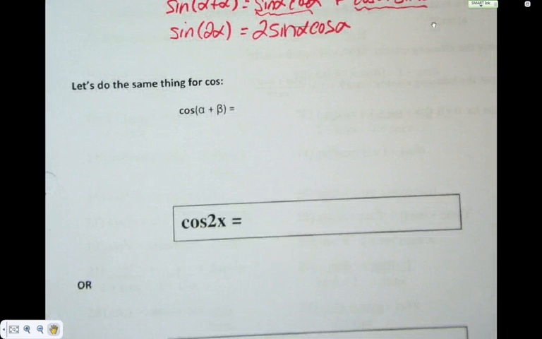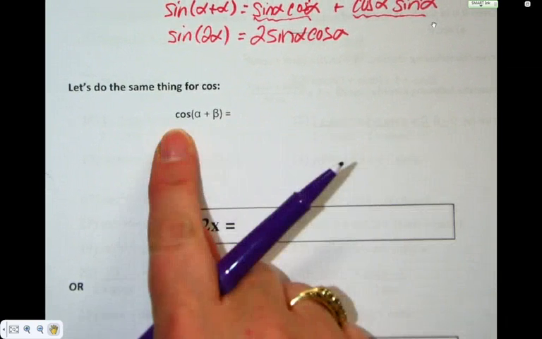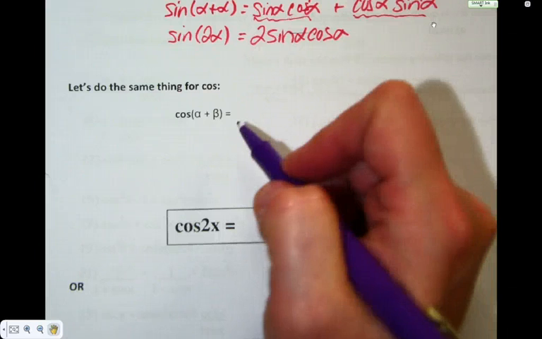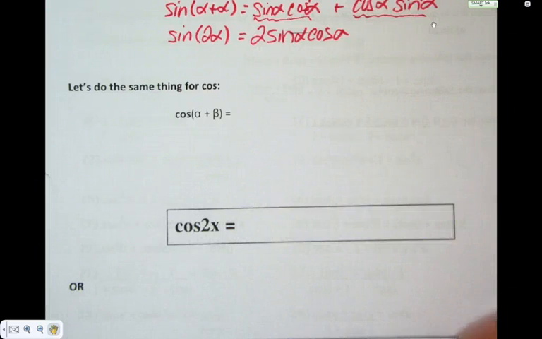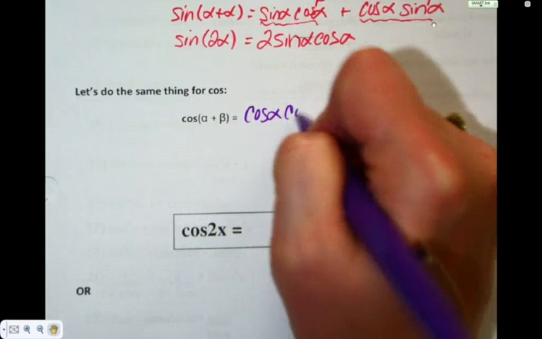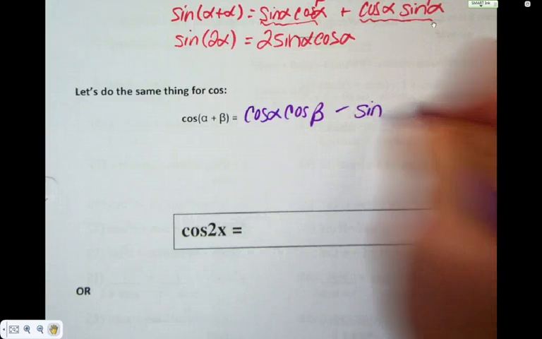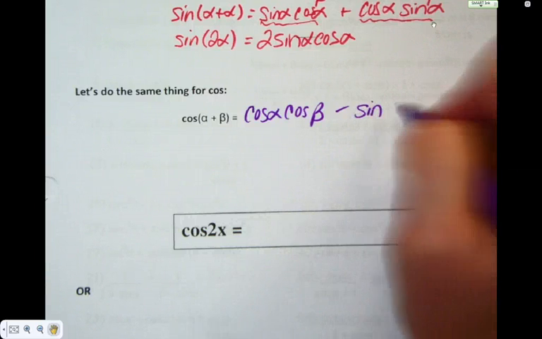Okay, let's do the same thing for cos. So this time I'm going to start with the proof, and then we'll figure out what the equation is. So give me the right-hand side of cos alpha plus beta. Let's see who's got good memories. Cos alpha cos beta. Yes. Minus sine alpha sine beta. Yeah.